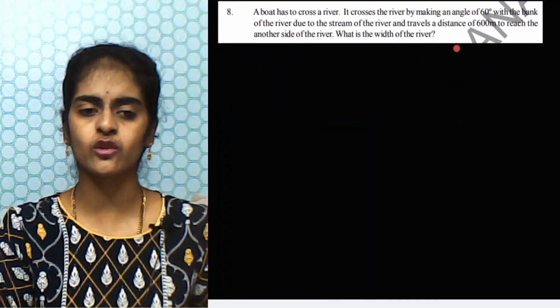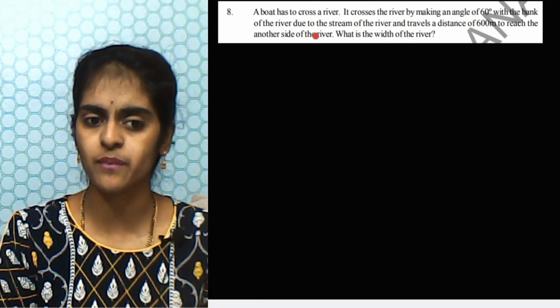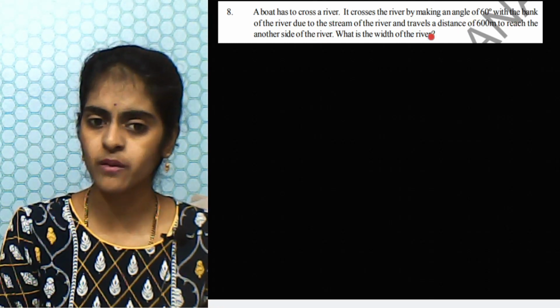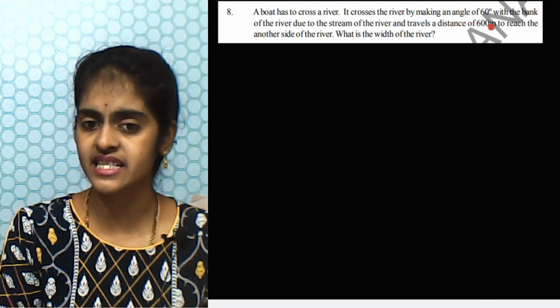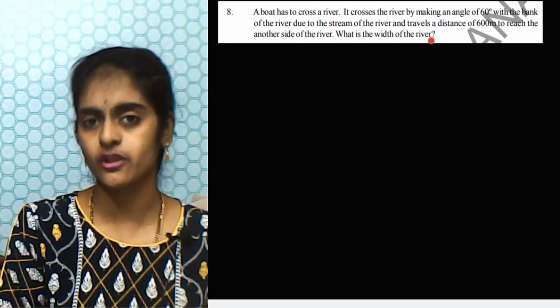A boat has to cross a river. It crosses the river by making an angle of 60 degrees with the bank of the river, and due to the stream of the river, travels a distance of 600 meters to reach the other side of the river. What is the width of the river?